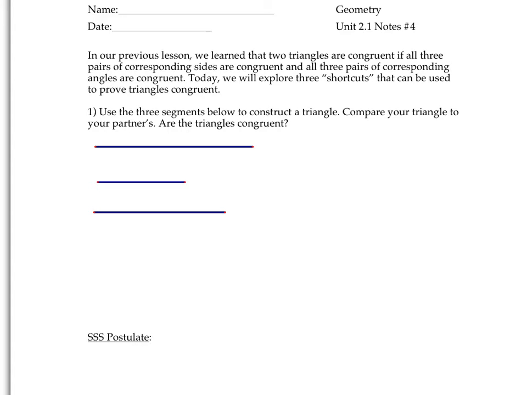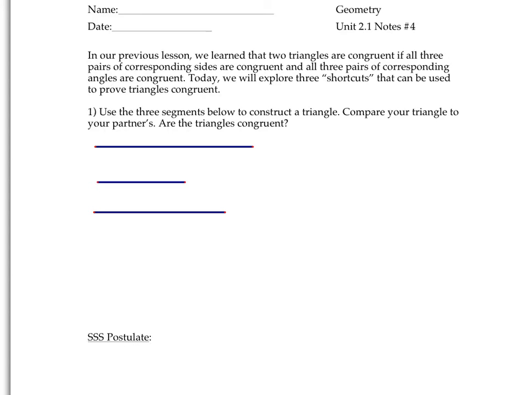Today we'll explore 3 shortcuts that can be used to prove triangles congruent. In our first example, we're going to use the 3 segments below to construct a triangle. And then you're going to compare your triangle to somebody else's in the class. So to do this, you need a compass and a straight edge, or a ruler.